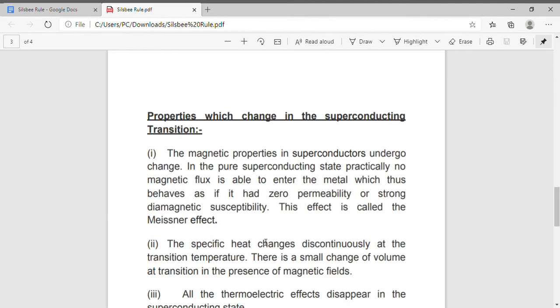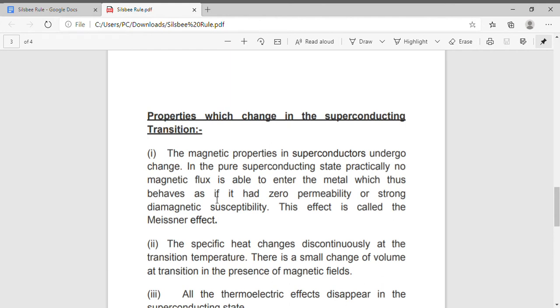Now I am going to discuss other important properties which change in the superconducting transition. The first property is dependence on magnetic field. I am taking two materials. Firstly, a pure superconductor. Now, another material is normal. And we are placing both the materials in a magnetic field. The behavior of these two materials is different.